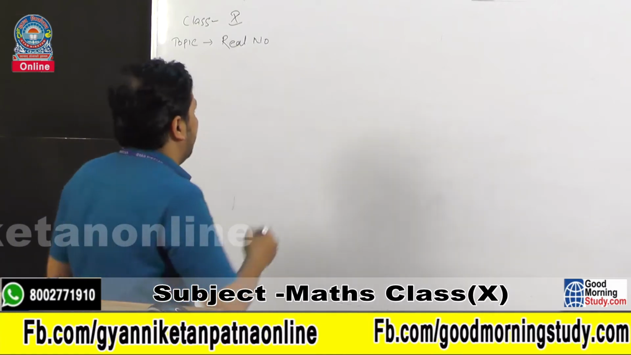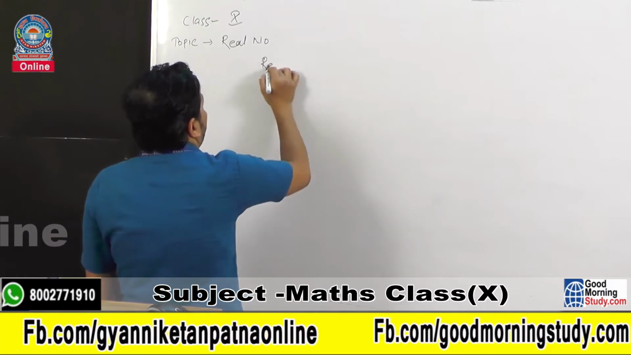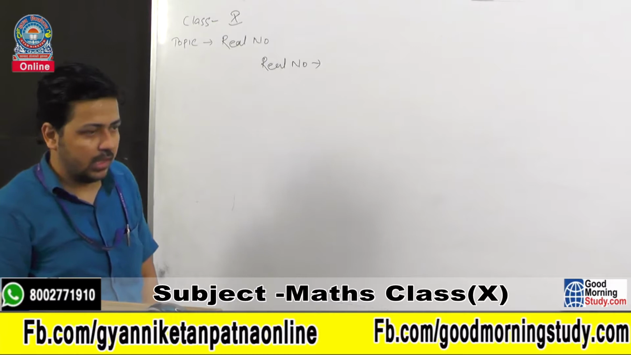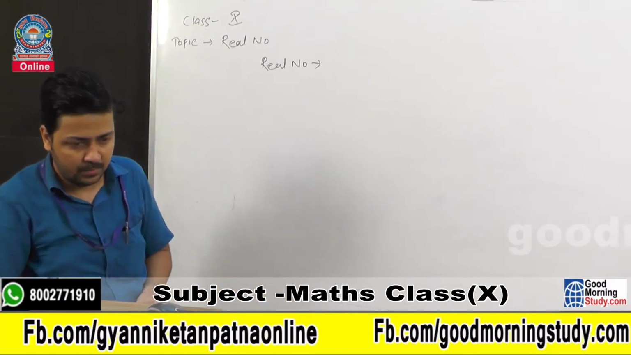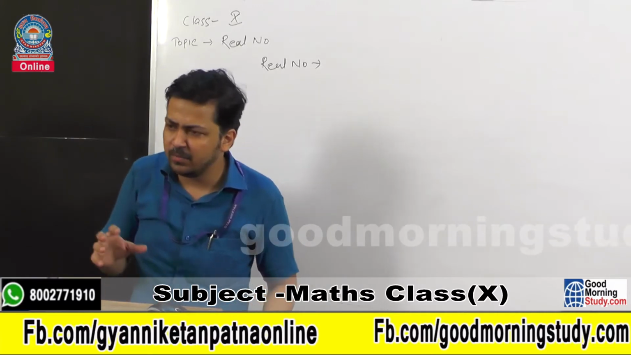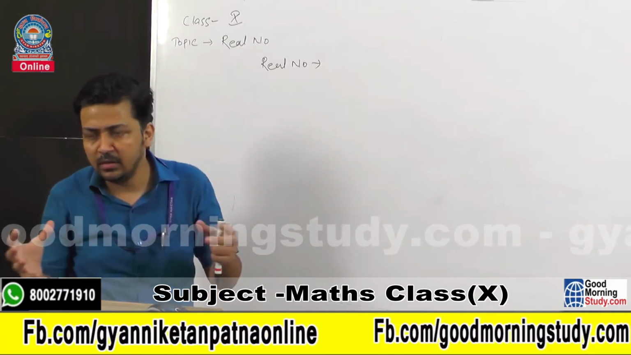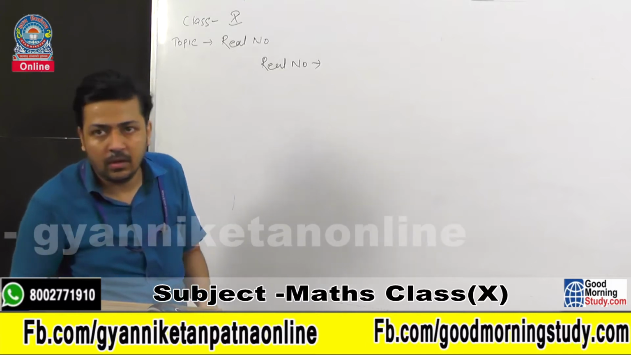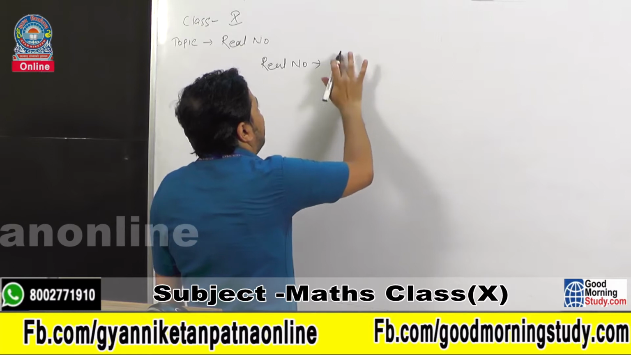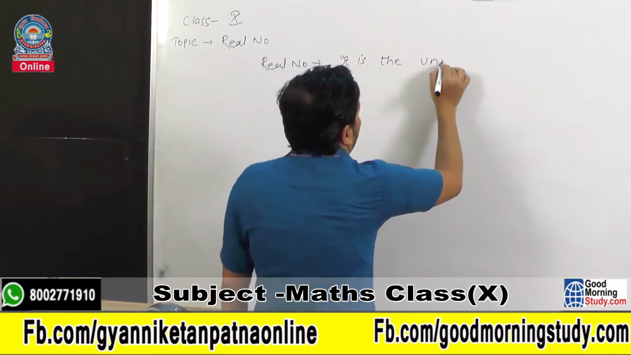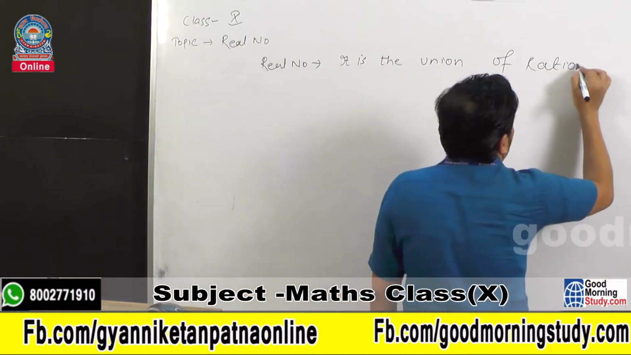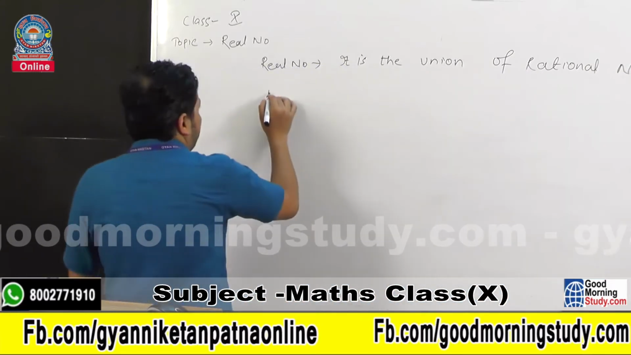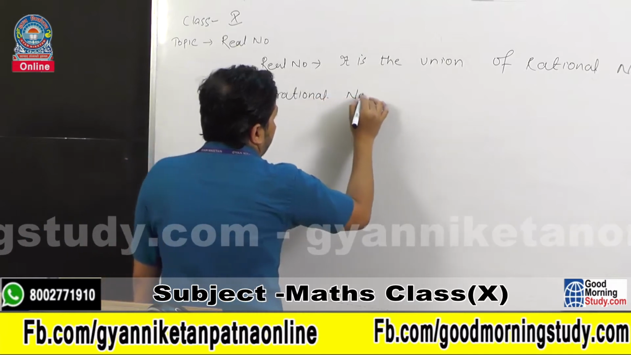Number system, or real numbers. Before discussing further, first we have to discuss the definition of a real number. In the book it is said that a real number is the union of rational numbers and irrational numbers. What is the meaning of union? Union means connecting two or more things together. So the definition is that a real number is the union of rational numbers and irrational numbers. This is the first definition.